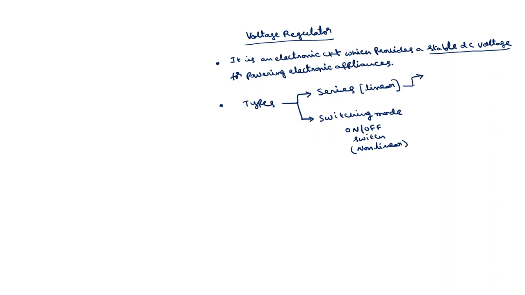In series, again we have two more types: fixed voltage regulator and variable output voltage regulator. Whether the regulator provides a fixed voltage or a stable voltage that can be varied over a range, depending upon that, we have two types of series regulators. One is fixed voltage, another is variable voltage. Again, fixed voltage regulators have two subtypes, whether the fixed voltage is positive or negative. Similarly, the variable voltage is positive or negative. So, these are the different types of voltage regulators.